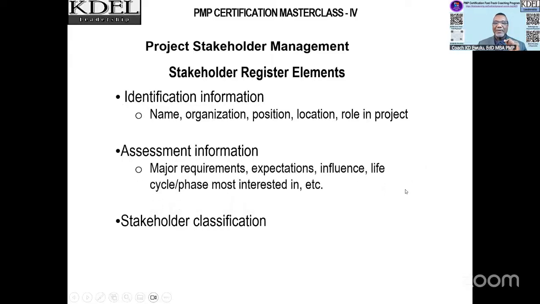Assessment information. That includes the major requirements, expectations, influence, life cycle, the phase that they are most interested in, etc. And then stakeholder classification. You're looking at whether they are internal stakeholders, external stakeholders, supporters, neutral, or aggressors. You have to have all those things in place. You have to know exactly how each one is going to impact your project so you know how to handle them. You know what your response time is and just exactly what you're going to have to do with them to get them to work with you.